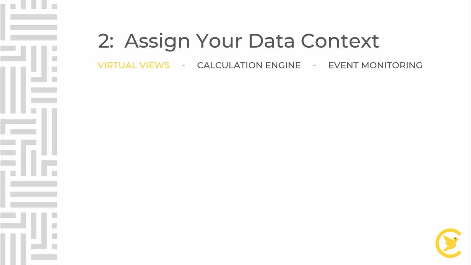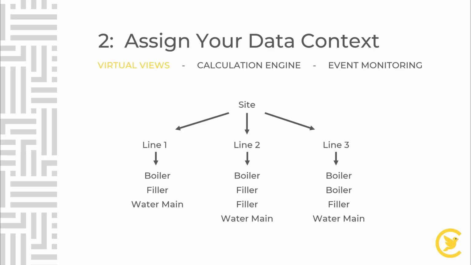And I bet your organization is already talking about your equipment from an asset viewpoint. So, for example, let's say you have a site with 3 lines, and your lines are made up of boilers, fillers, and water mains. It might look something like this. Notice how line 2 has 2 fillers, and line 3 has 2 boilers. So how can we use virtual views to capture all of the assets on this site?